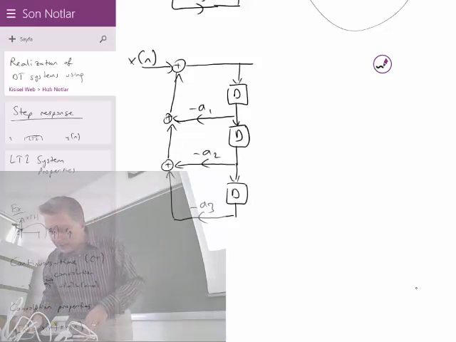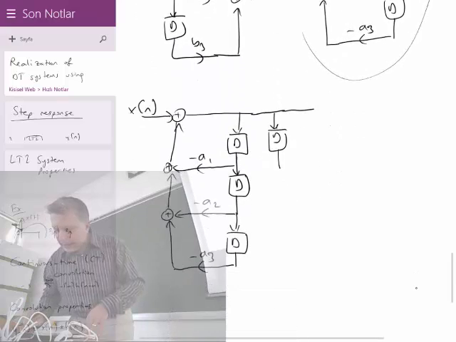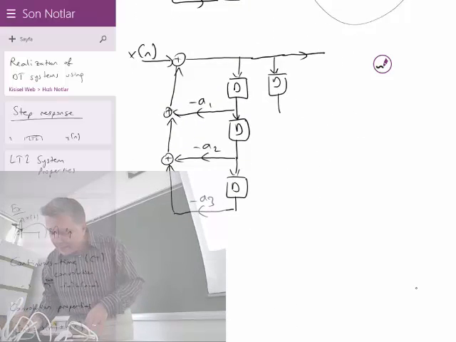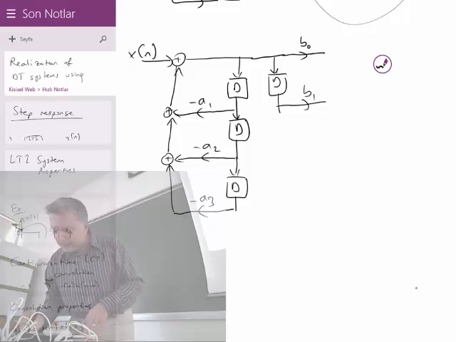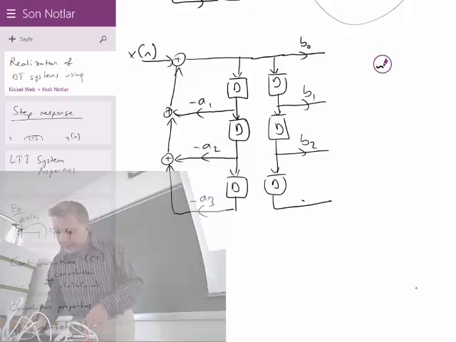And then the left side was like this: delay, and the top is going to be scaled by b0. The delayed version will be scaled by b1, and then we are going to delay again and scale by b2, and then delay again and scale by b3, and combined here.